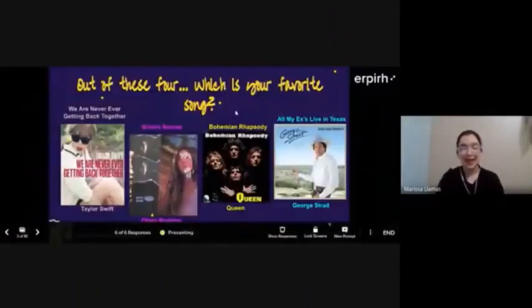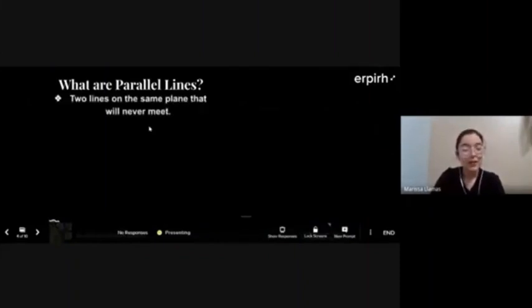So the reason I ask you guys what's your favorite song is because one of these songs actually ties in a lot with parallel lines. And this is Taylor Swift. Parallel lines are 2 lines on the same plane that are never going to meet. The same plane meaning on the same surface.